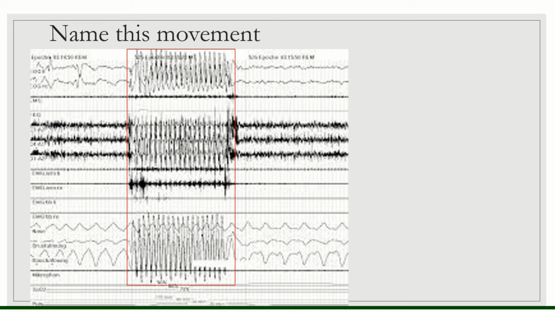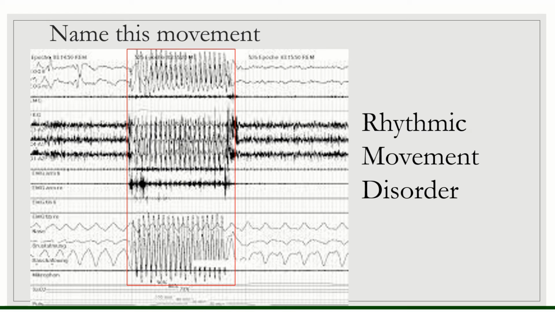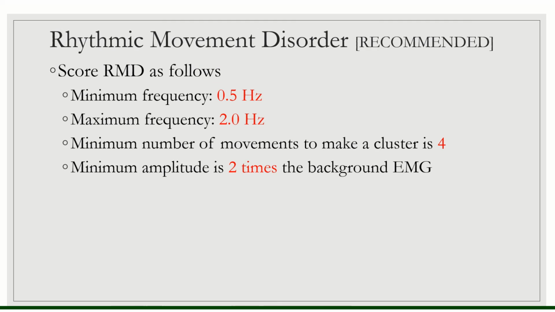All right, so this picture is very, very blurry. I apologize about that, but name this movement. Well, what you think this movement will be. Rhythmic movement disorder. Once again, it is very, very hard to see. Hopefully I have another picture, or maybe you can just Google rhythmic movement disorder on the polysomnogram, and maybe you could get better clarification, okay?